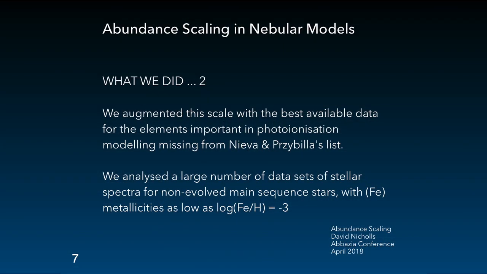Yet another difficulty. Slide 7. The Nieva and Przybilla B-star abundance list only includes elements that could be measured in stellar atmospheres. So we augmented their list with the best available data from other sources, including the Sun, nebula measurements, and Katharina Lodders's meteoritic data. The resulting composite list we refer to as the Galactic Concordance Scale.